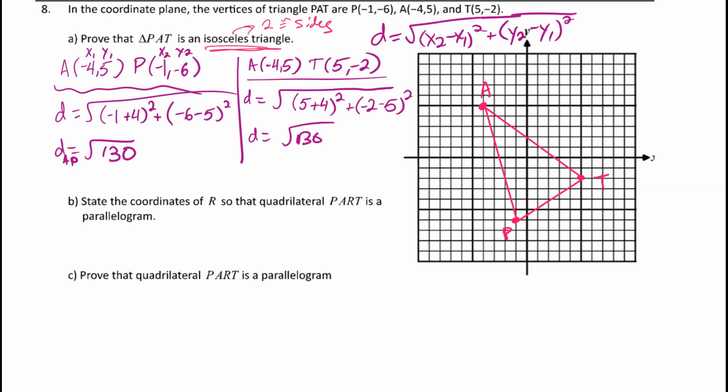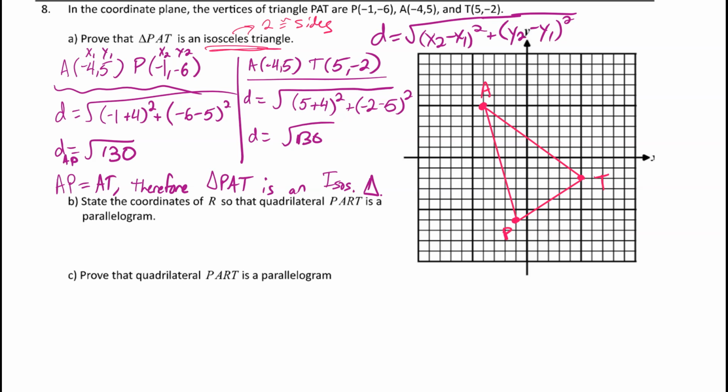So what does this show? This shows that AP is equal to AT, which shows that triangle PAT is an isosceles triangle because it's got one pair of congruent sides. And that's all you need to prove something's an isosceles triangle.